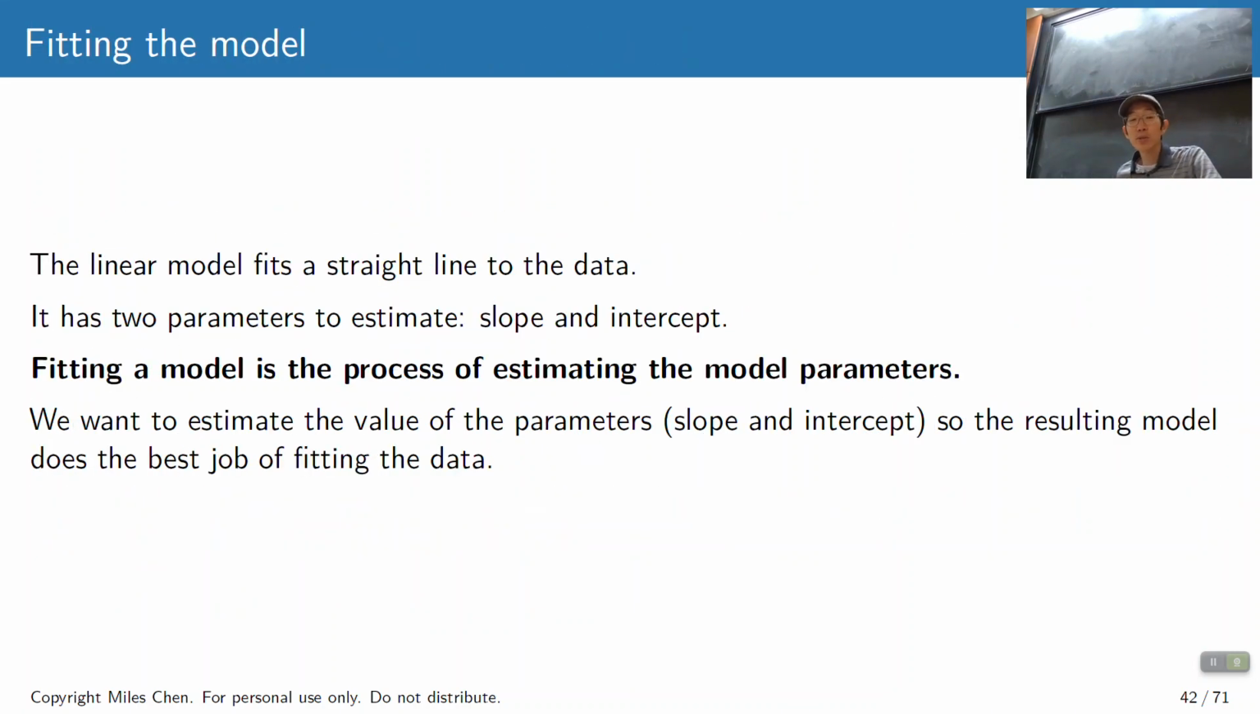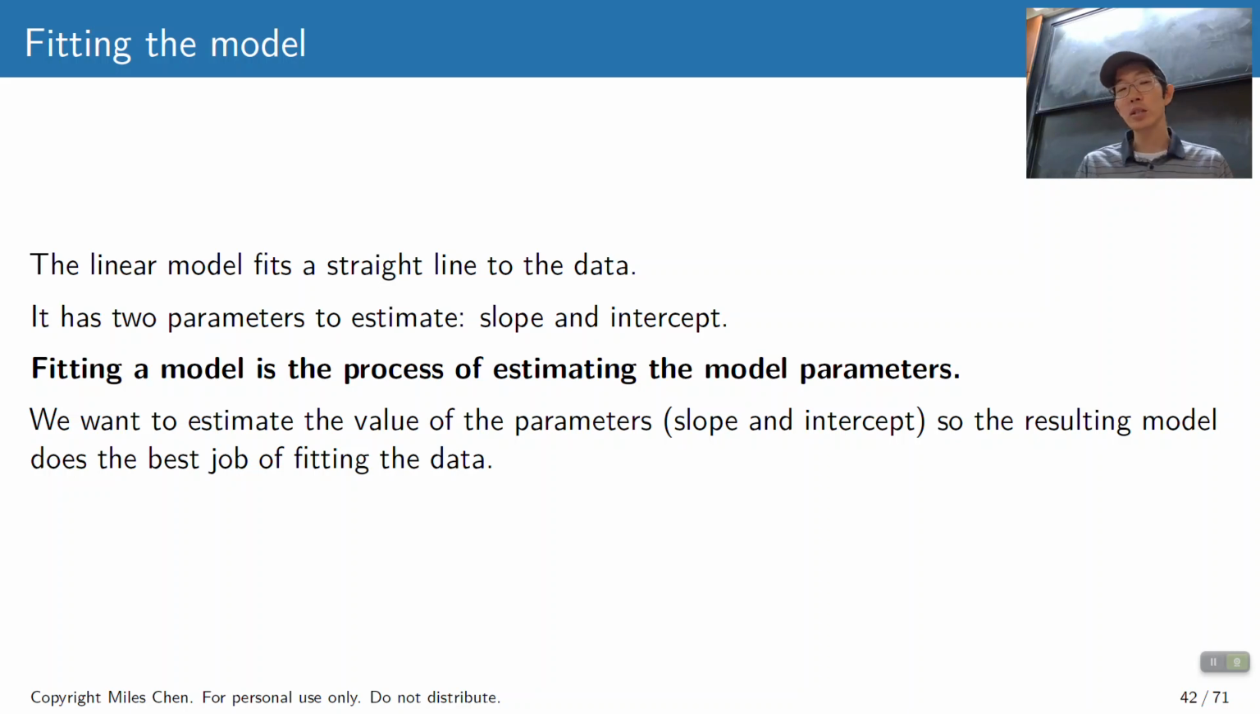So let's fit a model to the data, let's fit this straight line. Fitting a model is estimating the values of the parameters. In our case, we're fitting a straight line, so the parameters are the slope and the intercept. Now we need to figure out what slope and what intercept we want, so that the resulting line does the best job of fitting the data.